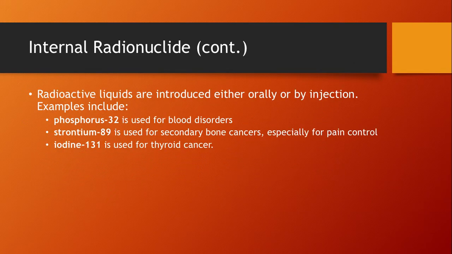As previously mentioned, these radioactive liquids can be introduced orally or by injection. So some examples include phosphorus-32, which is used for blood disorders. Strontium-89 is an example used for secondary bone cancers, especially for pain control. And then we've mentioned before, iodine-131 targets the thyroid gland, so it is used for thyroid cancer.